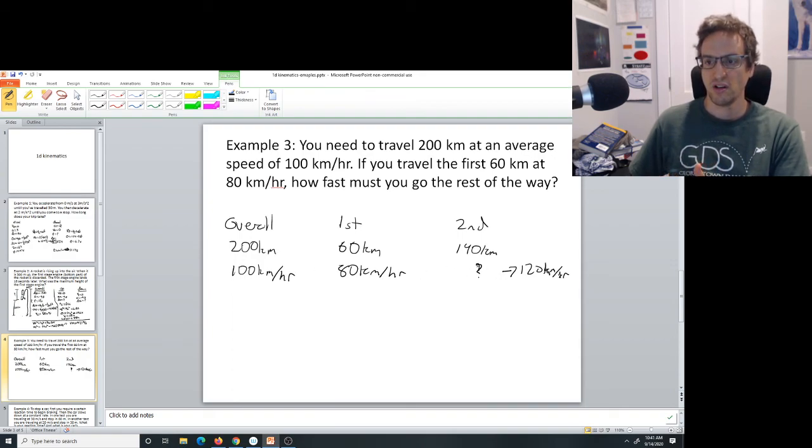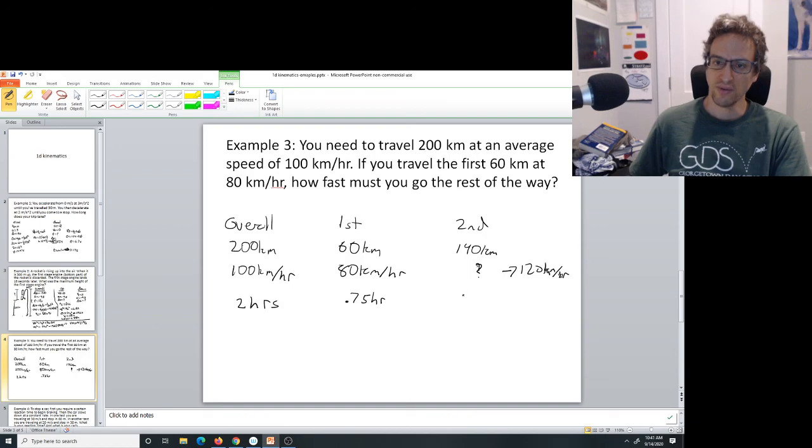Makes sense, right? But here's the thing, these are both averages. This is an average velocity, and this is an average velocity. Turns out you should never average averages. It doesn't work out mathematically, and I'll show you why right here. So right here, we got this, 200 kilometers, 100 kilometers an hour. This is going to be 2 hours long. Here, 60 kilometers, 80 kilometers an hour, that's 0.75 hours.